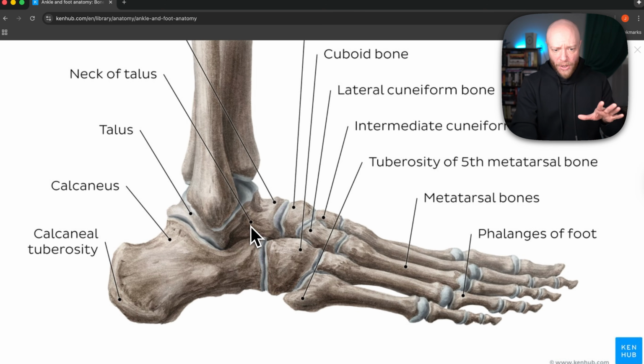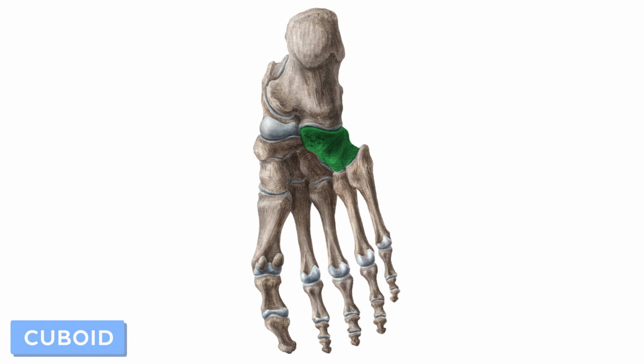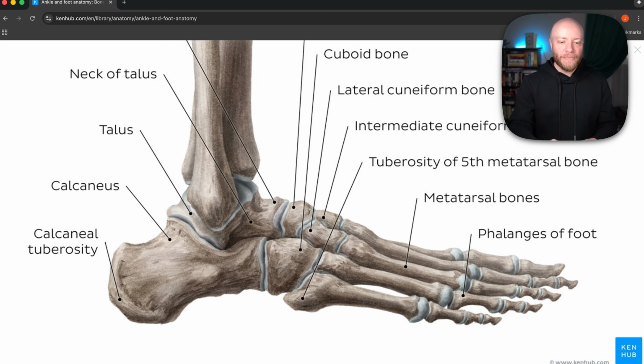So these bones are two of the massive bones. But then we have this one here. This is what we call the cuboid bone. So the cuboid gets its name because it has a cube-shaped appearance to it. Is it the most cubic thing you've ever seen? No, probably not. But still, this is what we call the cuboid bone. This is on the lateral side.